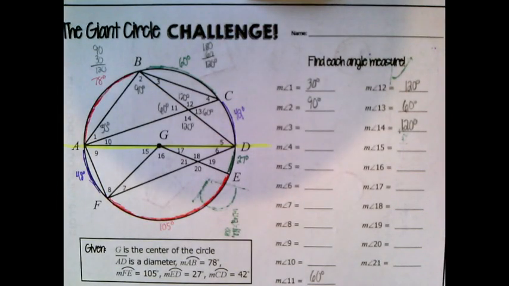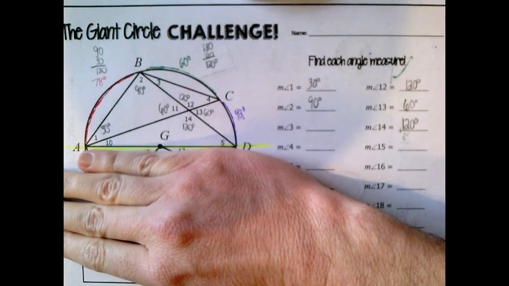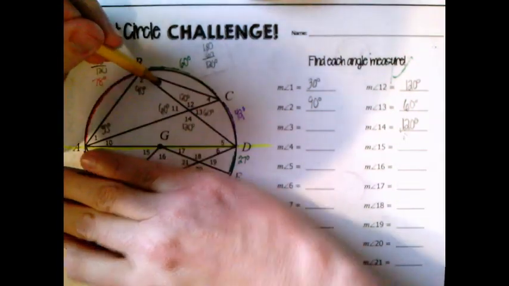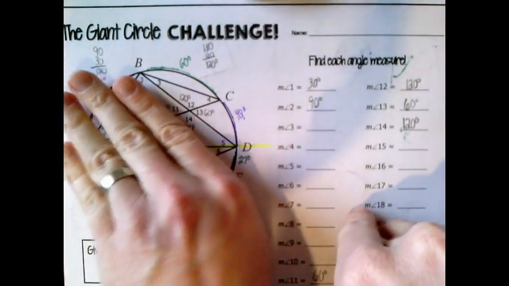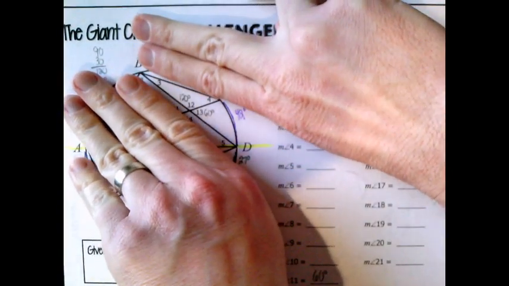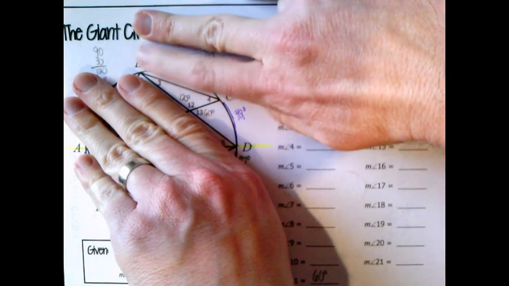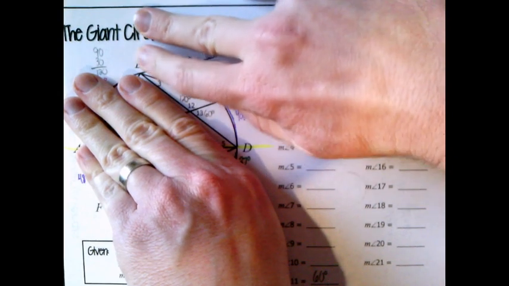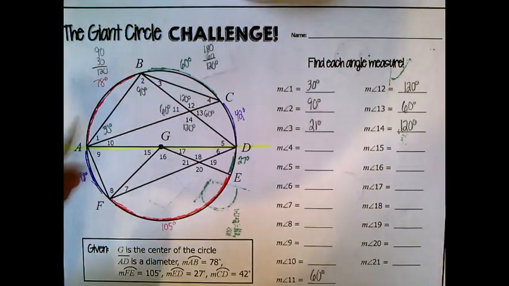Okay. So maybe we can just try to finish this top half of the circle. So let's see what we got here. We need angle 3. So if I look at angle 3, angle 3 goes to arc 42. And it's an inscribed angle. That right there is inscribed. So I got to take half of 42 to get angle 3. Well, half of 42 is 21. So that's 21 degrees.